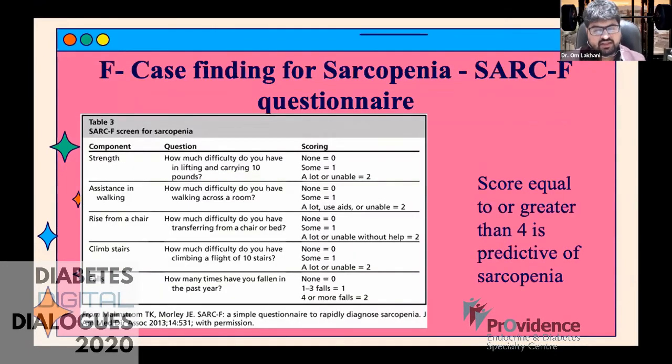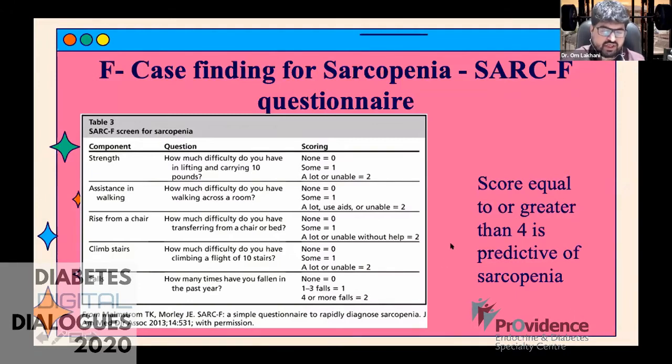If you want to find a case, when I joined, Dr. Kalra was giving his wonderful deliberation, and he talked about simple screening questionnaires. This is a simple screening questionnaire known as SARC-F, which can be used by an assistant. You can just ask an assistant to fill it up when the patient is waiting in the waiting room. Here you can see a simple score of 4 or greater is predictive of sarcopenia. We look at strength, assistance in walking, rise from the chair, climb stairs, and falls. All you need to do is ask the patient a few questions. This is a simple screening questionnaire for finding the cases of sarcopenia.